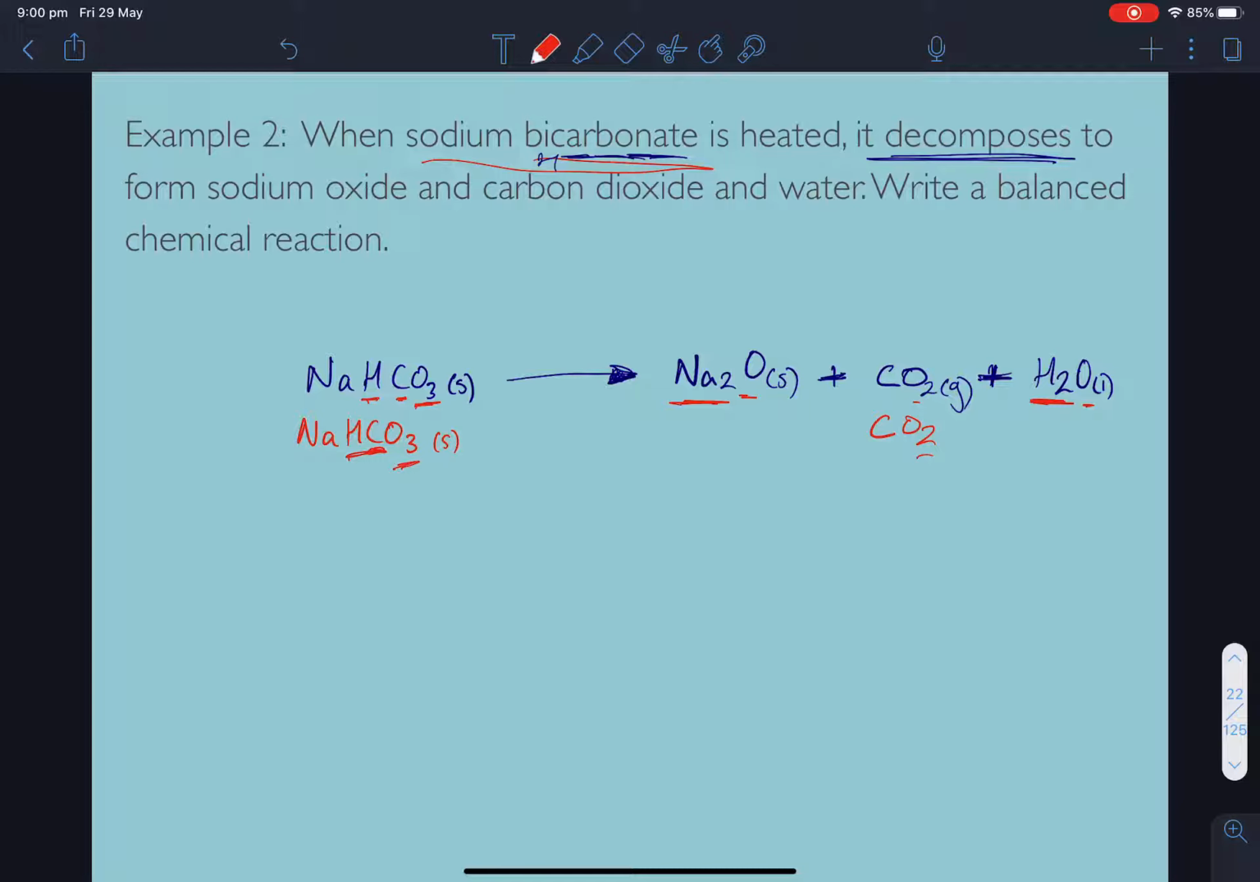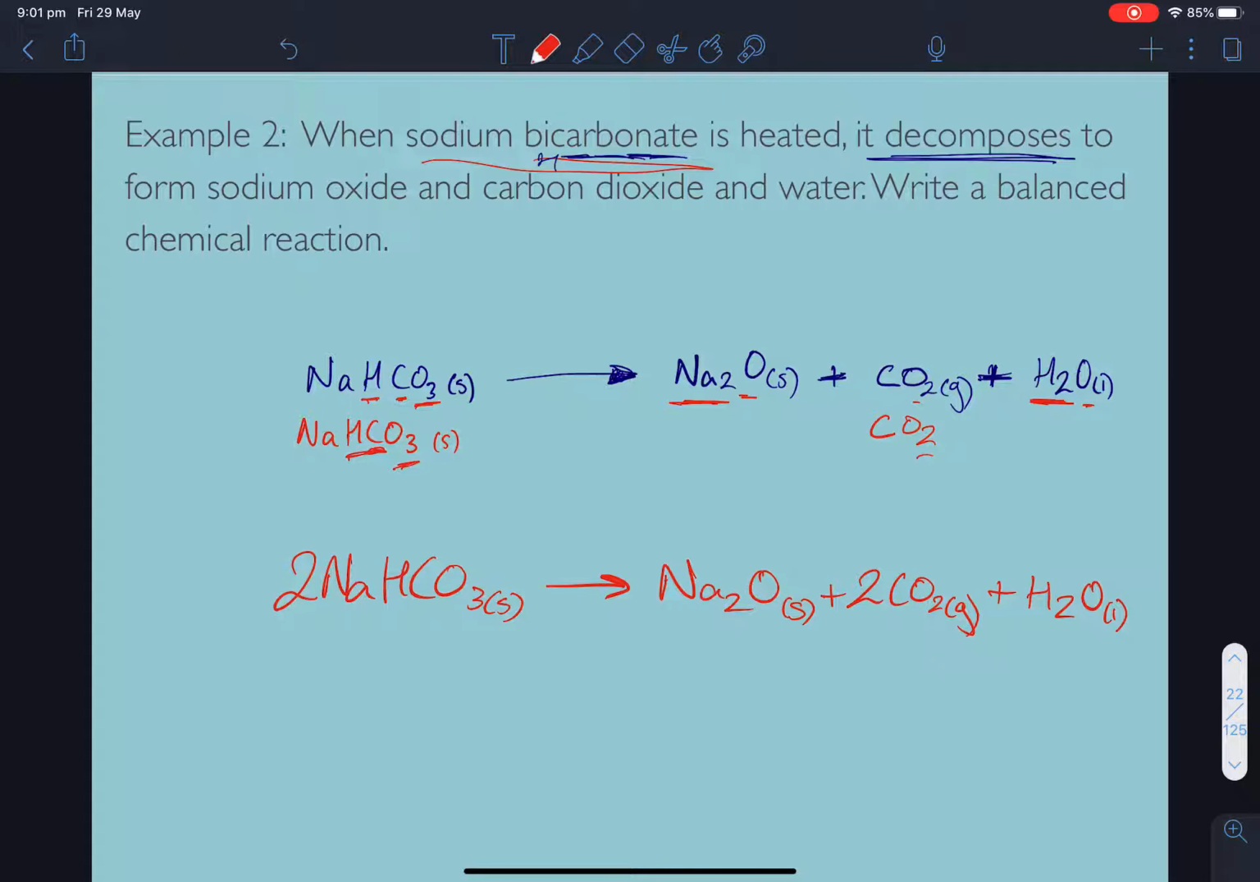So I'm balanced. What I'm going to do is rewrite it underneath and put the stoichiometry out the front. So 2 lots of sodium bicarbonate, and I've got 1 lot of sodium oxide, and I've got 2 molecules of carbon dioxide, so a big 2 out the front, and I've got 1 water molecule.